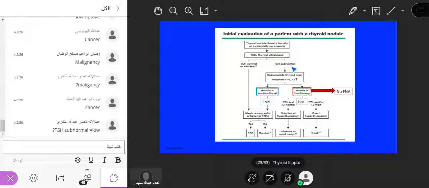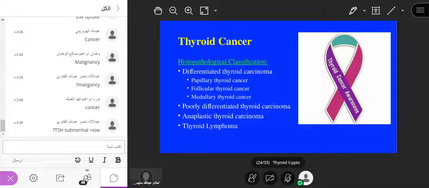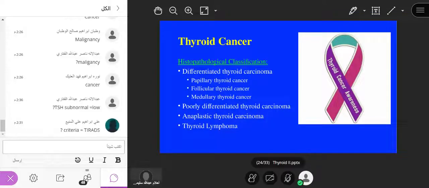The second part after the TSH is a nuclear scan. The main thing is that by doing the TSH, it will help you either go directly to FNA or decide to do a nuclear scan. If it's normal or high, we biopsy if it meets the criteria. If the TSH is low, we say, wait, let's do a nuclear scan. If it's cold, we'll biopsy it. If it's hot, it's like saying, don't biopsy me. The reason for that is to rule out thyroid cancer.